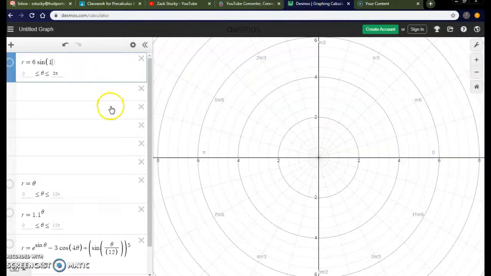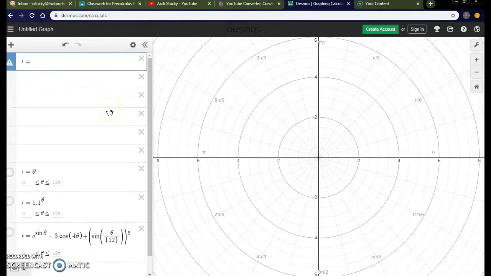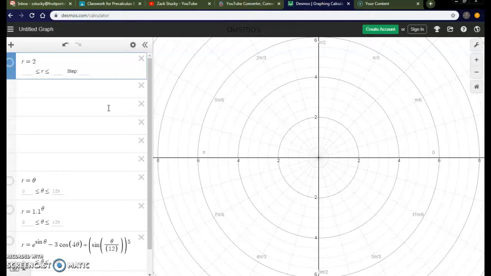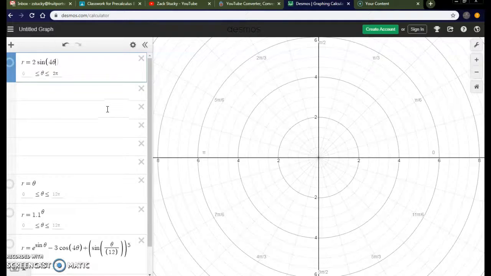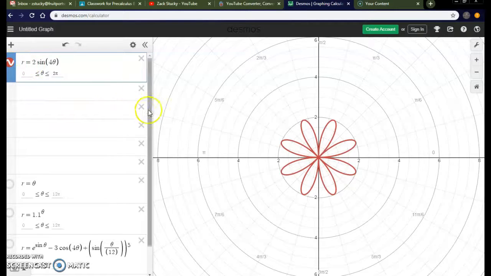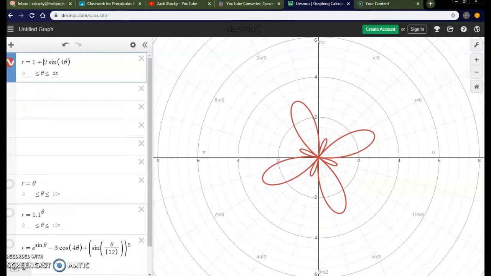So we have, notice the difference between a rose curve and a fancy rose curve. A rose curve just has something like, say, 2 sine of 4 theta from 0 to 2 pi. And so a regular rose curve is just a coefficient, then a trig, and then you go from there with the number of leaves. To make this into a fancy rose curve, we put the 1 plus out in front.